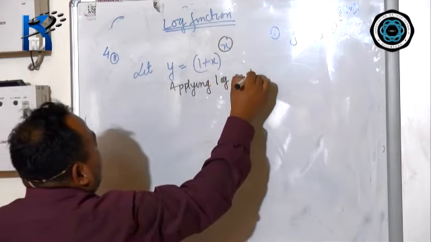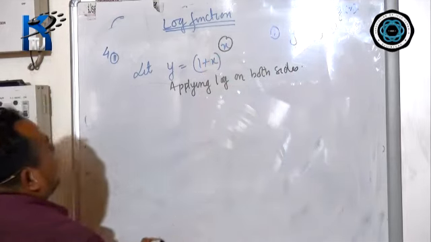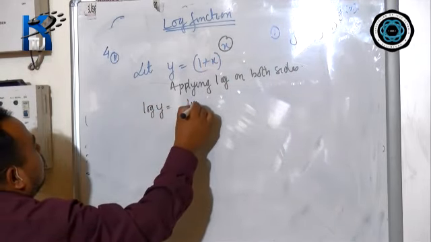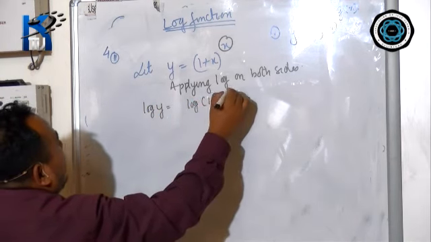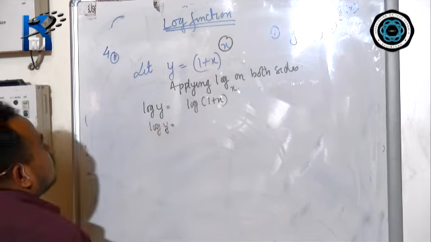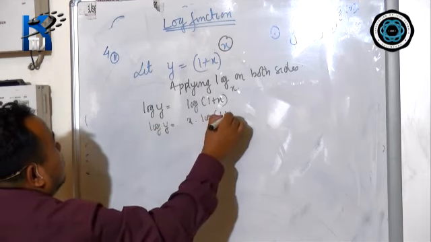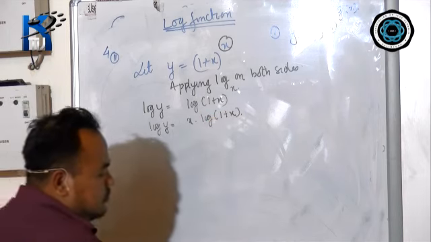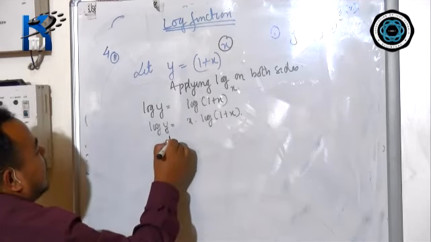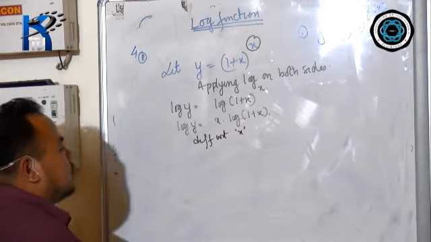log on both sides. So when you apply log on both sides, what do you get? Log y equal to log of (1 plus x) whole to the power x. Next, log y equal to x comes in front, so you get x log (1 plus x). So once the power comes in front, now we can easily differentiate the function, differentiating with respect to x.